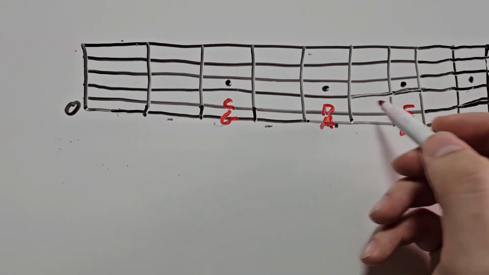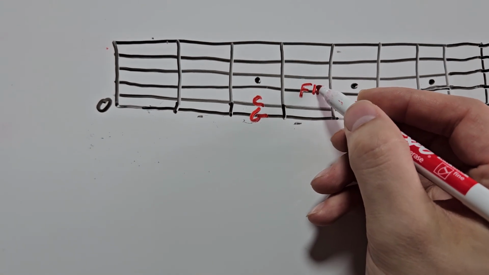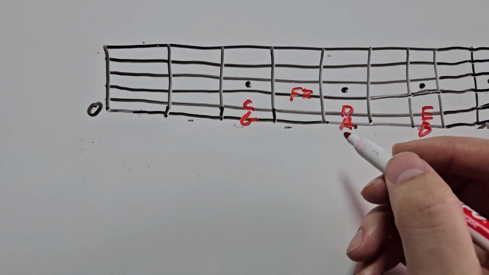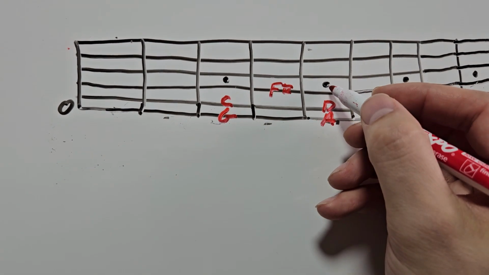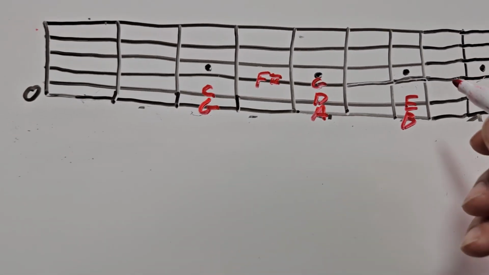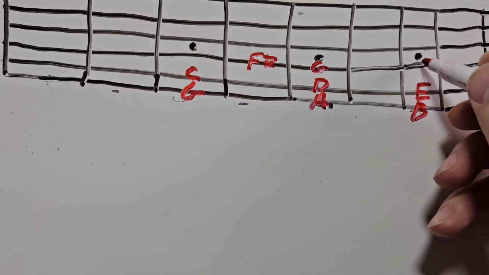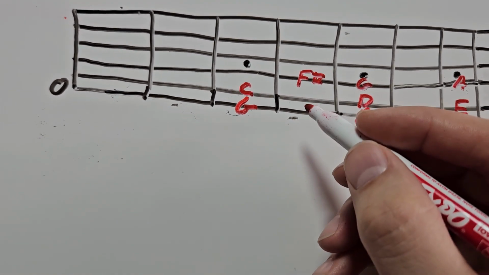And D to E, that's a whole. And then E to F sharp, that's a whole. If we went to F, that would be a half, so that wouldn't work. So then we're back to G. Then we just keep following this pattern until we get all the way across the neck.